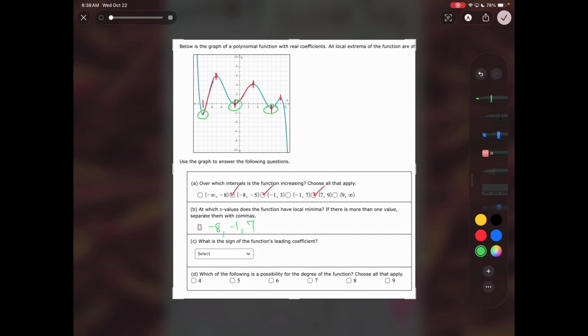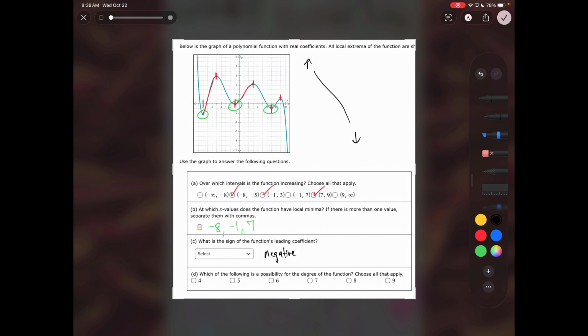What is the sign of the function's leading coefficient? Okay, so we are starting high and finishing low. So I would say it is going to be negative because it does have a downwards track to it. It is decreasing as it goes from left to right as a whole. It's okay that you have ups and downs in the middle, but as a whole, it's going down.